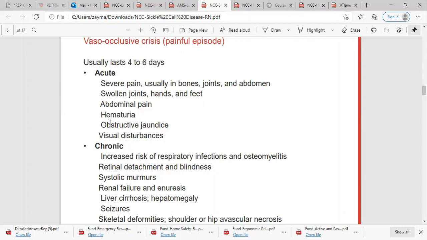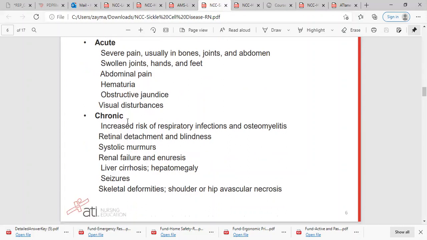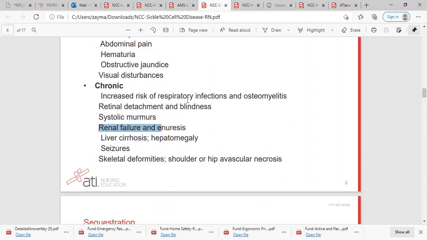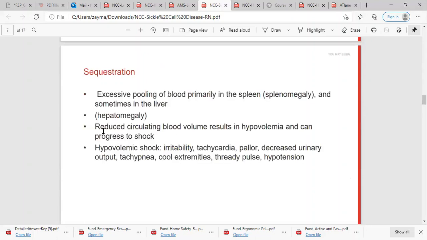That vaso-occlusion, again, it can cause organ damage. It can cause risk for infection, risk for osteomyelitis, and avascular necrosis. This is a common problem in patients with sickle cell disease, hip avascular necrosis, from a lack of oxygen and blood flow to the hip bone. Some patients with sickle cell end up on dialysis. It can lead to kidney failure. So anything that's going to cut off blood flow, I mean, it can affect any organ in the body.